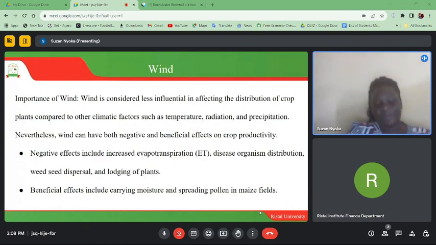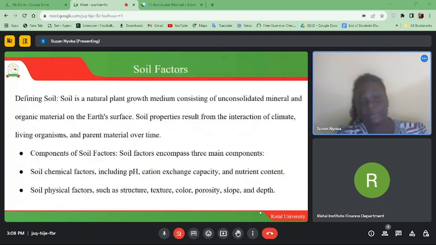And then the effect of soil factors on crop growth. Soil is a natural plant growth medium consisting of unconsolidated mineral and organic material on the earth's surface. Soil properties result from the interaction of climate, living organisms, and parent material over time.